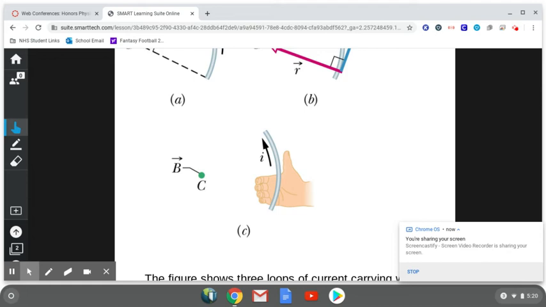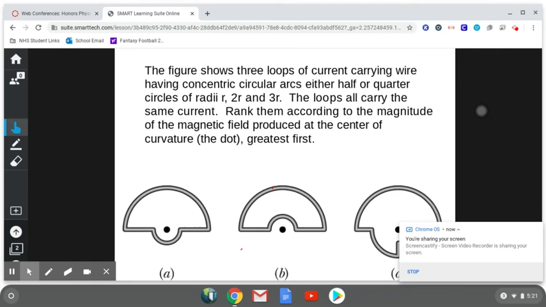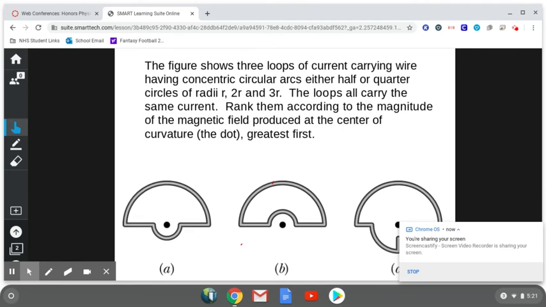So the direction of the magnetic field B with the arrow over it at point C here will be directed out of the page. And then if we look down here, they do that thing where they ask you to, they show you there's 3 loops of current carrying wires. So we're going to have to make a direction for this current. So let's just choose one. I'm going to choose this way.